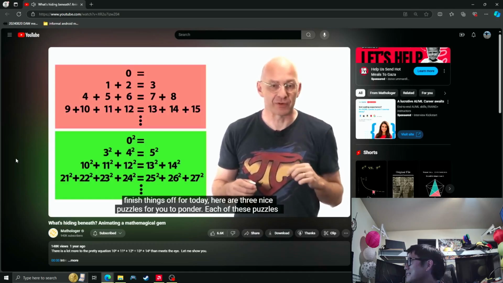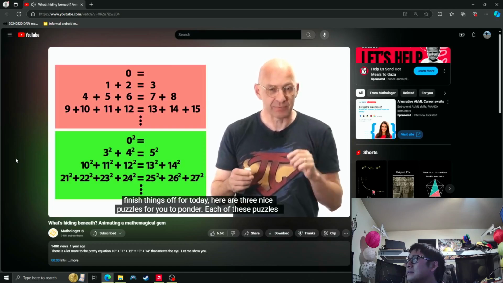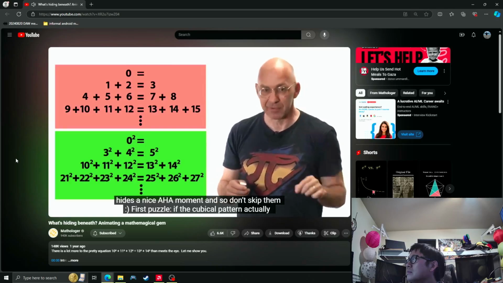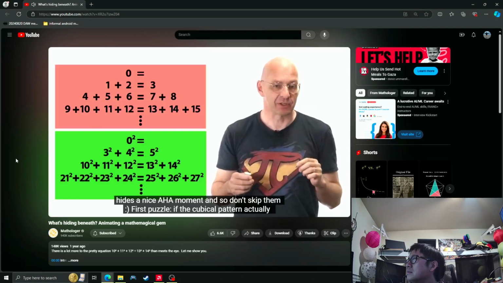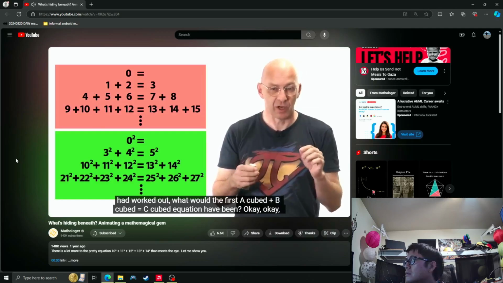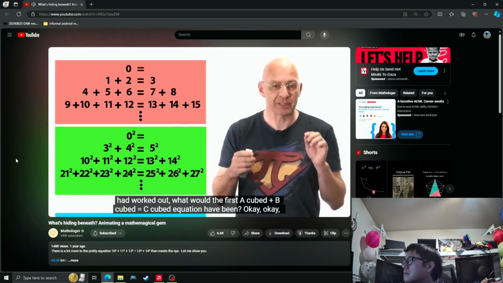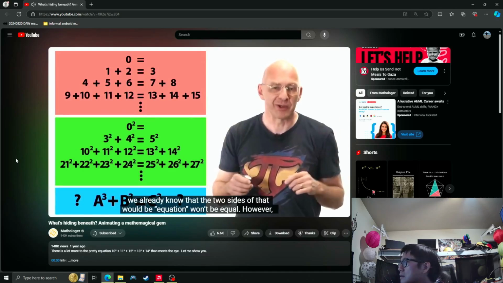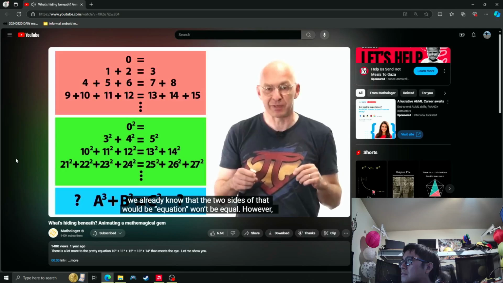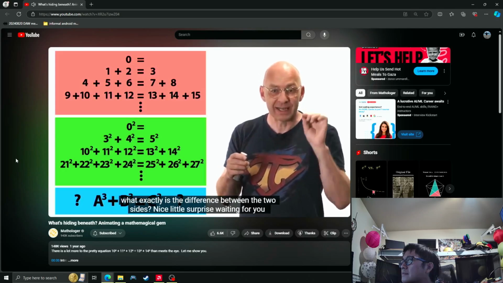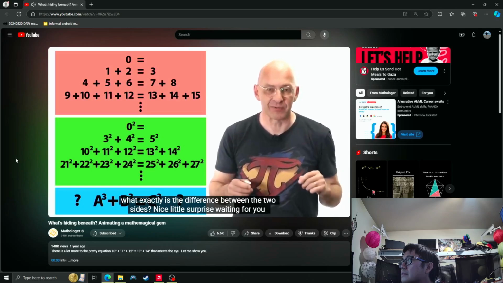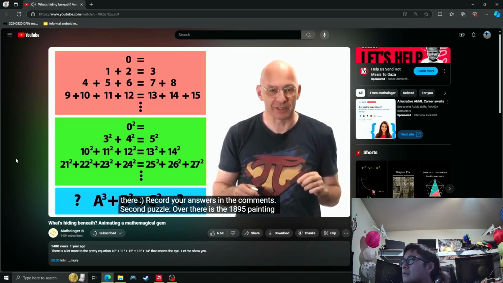To finish things off for today, here are 3 nice puzzles for you to ponder. Each of these puzzles hides a nice aha moment, and so don't skip them. First puzzle. If the cubical pattern actually had worked out, what would the first a cubed plus b cubed equals c cubed equation have been? Okay, we already know that the two sides of that would-be equation won't be equal. However, what exactly is the difference between the two sides? Nice little surprise waiting for you there. Record your answers in the comments.